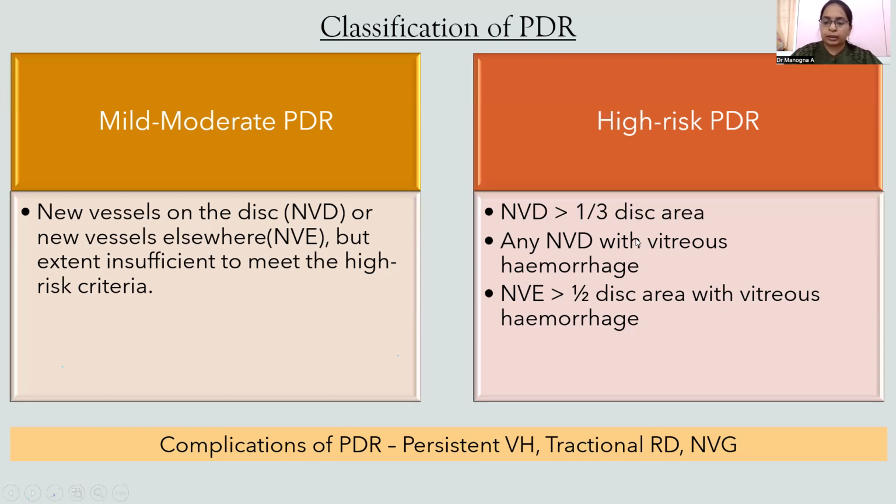You have to definitely revise these, because the 3 points of high risk PDR will be asked as an MCQ. Okay, and complications of PDR you have to know. I think you already know these complications. So what are the complications of new vessels? They'll bleed or they'll lead to retinal detachment, right? So persistent vitreous hemorrhage, tractional retinal detachment, or neovascular glaucoma are the complications of PDR.